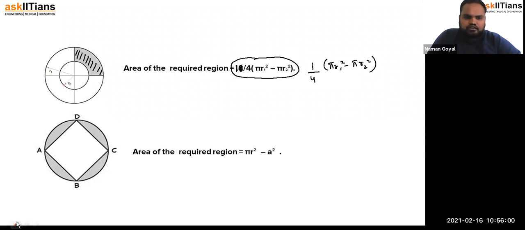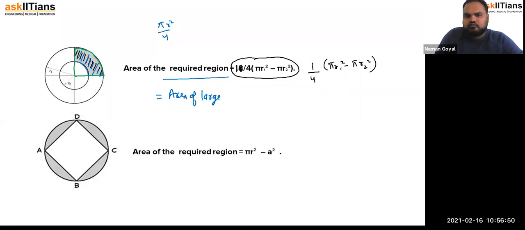Now what we are going to see here is that there are two quadrants of a circle. One quadrant is this green part, and one quadrant is this blue part. And we know that the area of a quadrant is pi r square by 4. So if I'm asking for this area, then I subtract the area of the larger quadrant minus the area of the smaller quadrant. So the area of the required region is area of larger quadrant minus area of smaller quadrant.